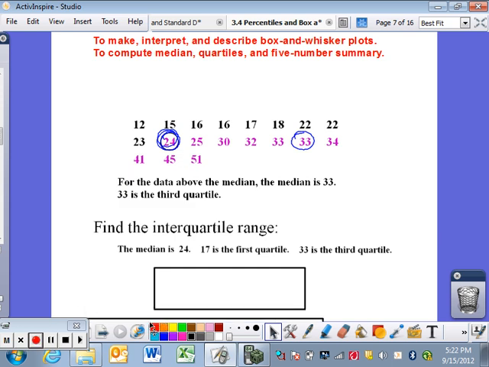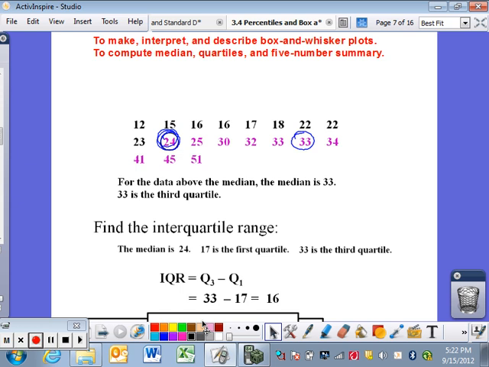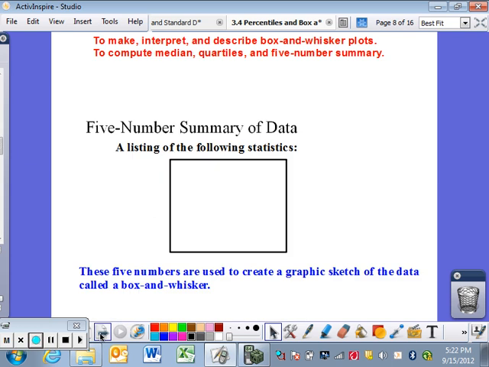So it's all about finding essentially the median 3 times. Once you establish the median of the entire group, split it into 2 chunks. That's how that works. So the interquartile range is pretty easy. If your median is 24, you just take your third quartile minus your first quartile. So 33 minus 17 is 16. That tells you that the middle 50% of your data, from the first quartile to the third quartile, is 16 apart. It doesn't matter what the concept of the question is. They're just 16 units apart.